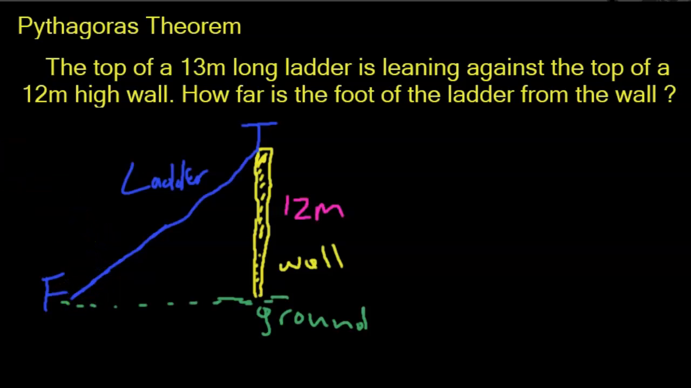And how long is the ladder? The ladder is 13 meters long. And we're asked how far the foot of the ladder is from the wall. So here's the foot of the ladder, and here's the wall, so I guess they're asking us for this distance. So we're asked to find this distance, from the foot of the ladder to the wall. Let's call it x.